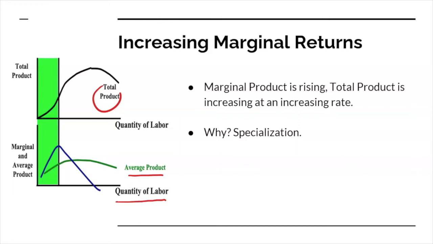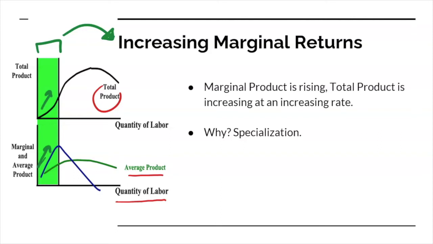And so if you notice, this area in green represents increasing marginal returns. Our marginal product is increasing rapidly, and our total product is also increasing. Why? Well, it's because of specialization. As we add more workers initially, they can divide up the task, and as they divide up the task, they become more efficient and are able to produce more total product. Each additional worker is bringing more and more to the table, and so that's why our marginal product here is increasing, and that's why our total product is increasing at an increasing rate.